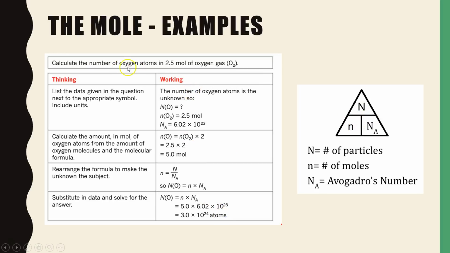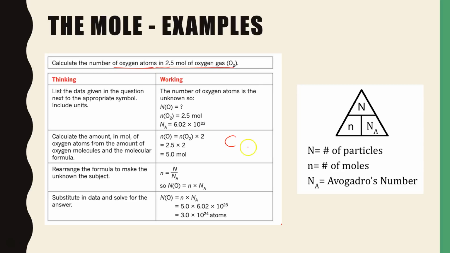If we do another one, calculate the number of oxygen atoms in 2.5 mole of oxygen. So we want to find the number of atoms in oxygen. And we have a certain quantity of oxygen, 2.5 mole. So that mole of oxygen is here. Number of particles is here. The number of particles in 1 mole is here. And we're trying to find the number of particles in total in this amount of mole. So what we need to find is the number of oxygen atoms.